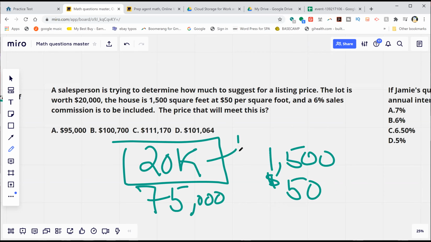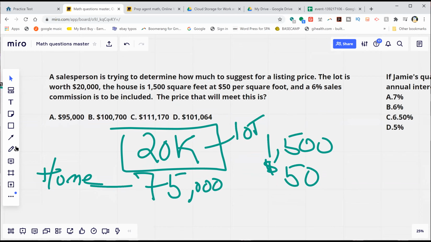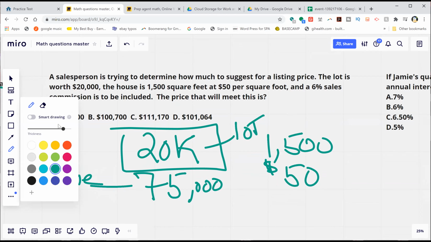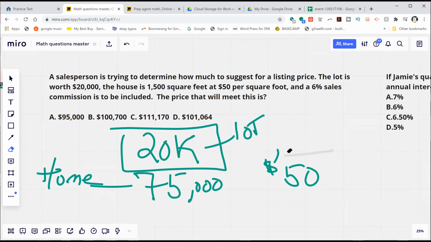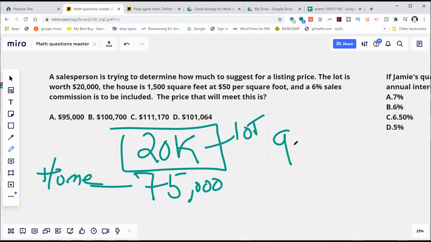So this is for the lot. And then this one's for the home. Now, here's what I'm going to tell you. We got to do a little more digging, a little more math here. So if we added those two numbers up, right? If we added the 20,000 and the 75,000, you would get 95,000.